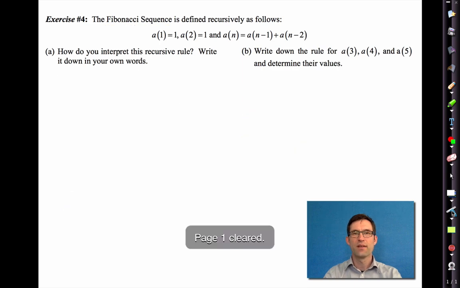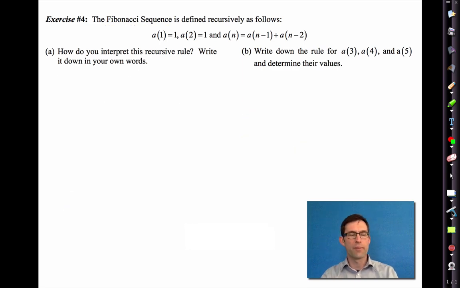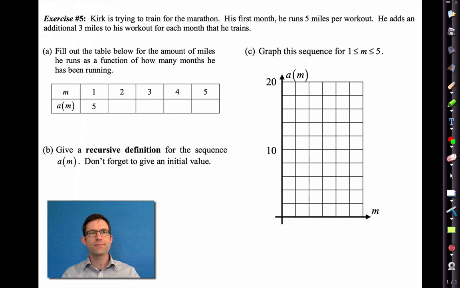All right, let's take a look at one more problem. Okay, exercise 5. Kirk is trying to train for a marathon. Not really, but I can dream. His first month, he runs 5 miles per workout. He adds an additional 3 miles to his workout for each month that he trains. So letter A says, fill out the table below for the amount of miles that he runs as a function of how many months he has been running.